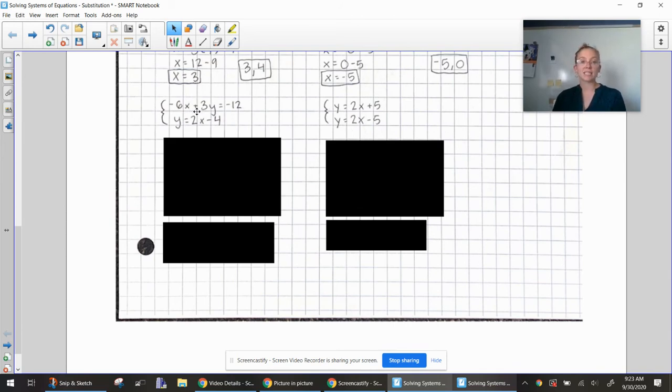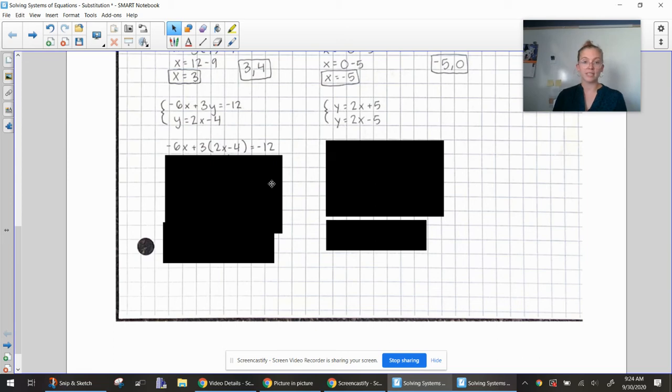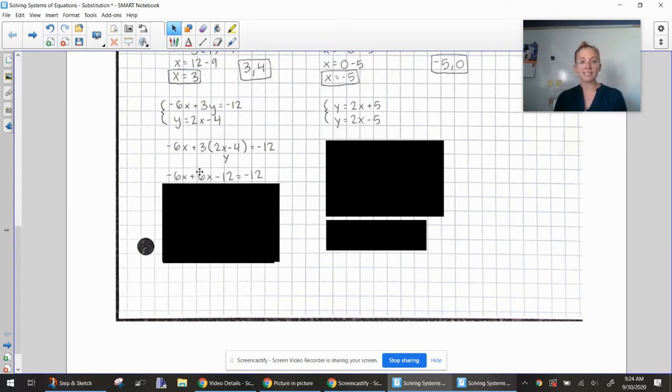Here we have negative 6x plus 3y equals negative 12, and y equals 2x minus 4. Well, 2x minus 4 is set equal to y. So I'm going to take this expression, 2x minus 4, and substitute it in for the y in the first equation. That gives me negative 6x plus 3 times 2x minus 4 equals negative 12. Well, 2x minus 4 is the same as y, which is why I was allowed to substitute it in. I'm going to go ahead and distribute. So negative 6x plus 6x minus 12 equals negative 12.